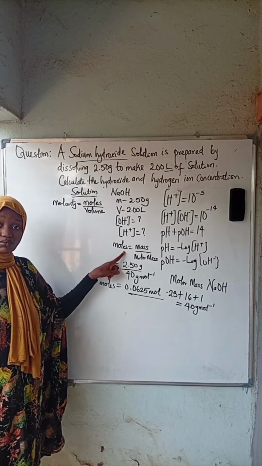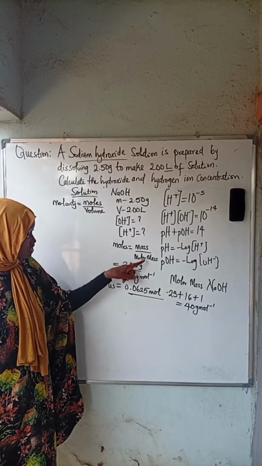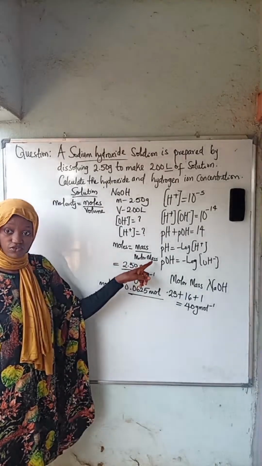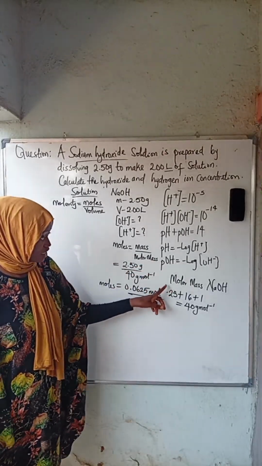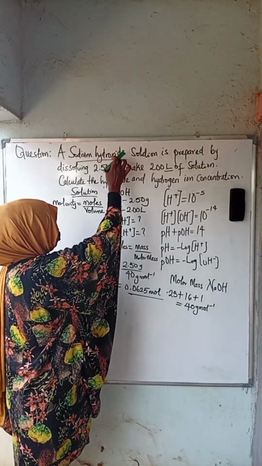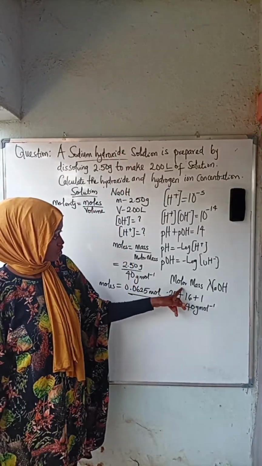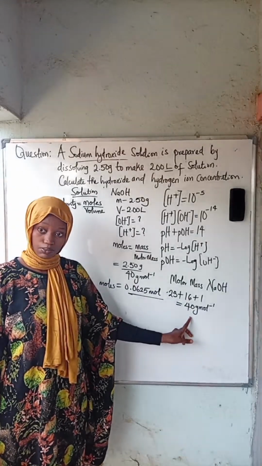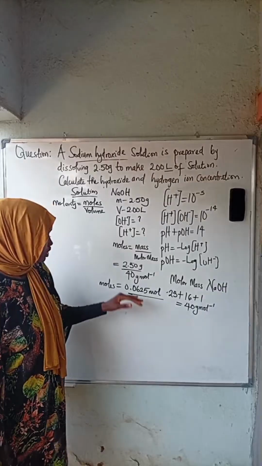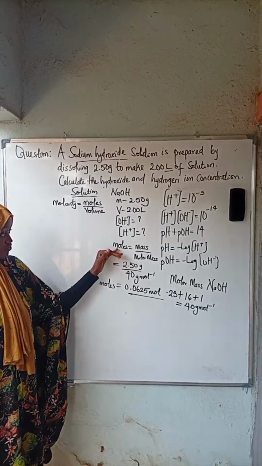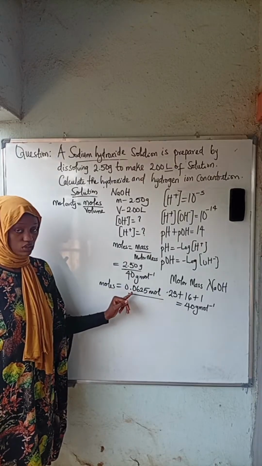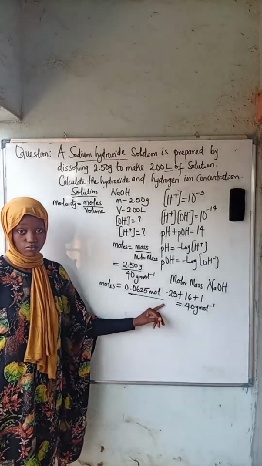The formula for the moles is mass divided by the molar mass. We have the mass, but we do not have the value for the molar mass, so we got the molar mass here. That's the molar mass of the compound stated in the question, which is sodium hydroxide. So we're able to calculate the molar mass as 40 grams per mole. So after we got the molar mass, we came back here to the moles and substituted the value for the molar mass and the mass. We divided and got the moles as 0.0625 moles, right?